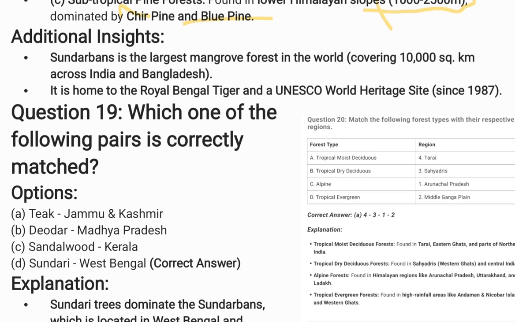Sundarban is the largest mangrove forest in the world, covering 10,000 square kilometers across India and Bangladesh. It is home of the Royal Bengal tiger and a UNESCO World Heritage Site since 1987.